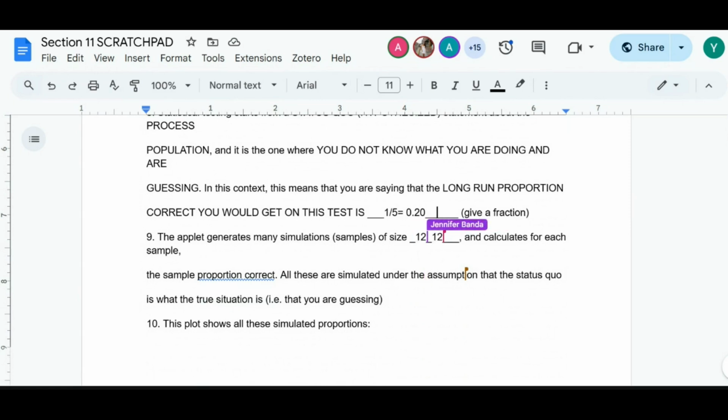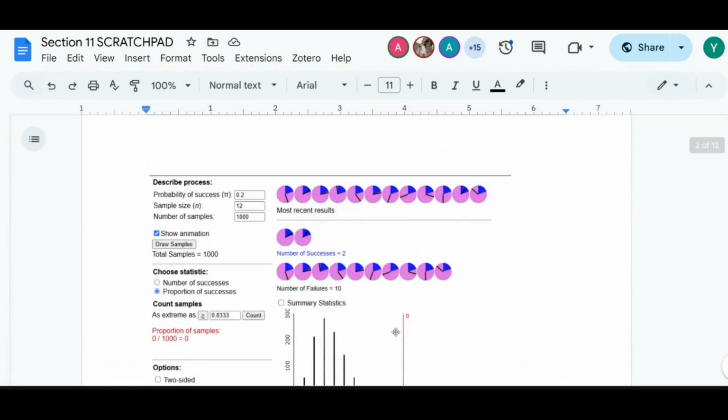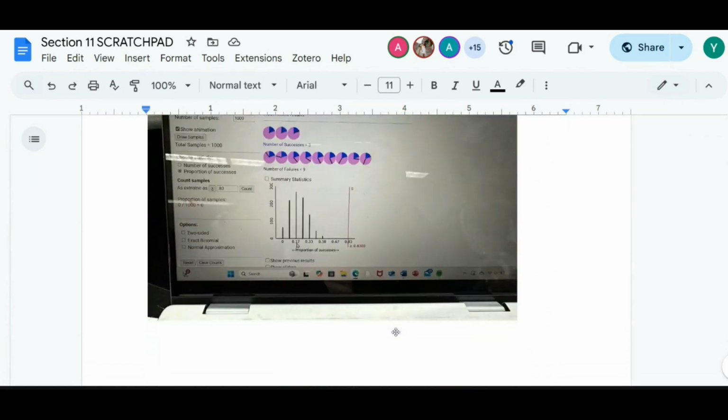Yes. You always reflect the original study. 12 questions, and you calculate 7%. All these are simulated under a certain status quo. Guessing, okay? So all simulation is done under the assumption that you are guessing. Status quo holds. Okay, and here we have this picture. In fact, we have two.